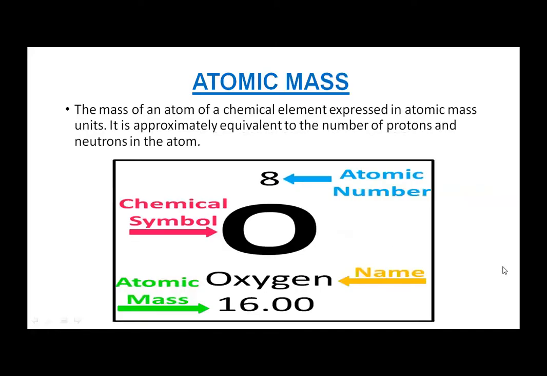Now, the atomic mass. The mass of an atom of a chemical element expressed in atomic mass unit. It is approximately equivalent to the number of protons and neutrons in the atom. Now, here is the symbol of oxygen. The atomic number of oxygen is 8 and the atomic mass of oxygen is 16.